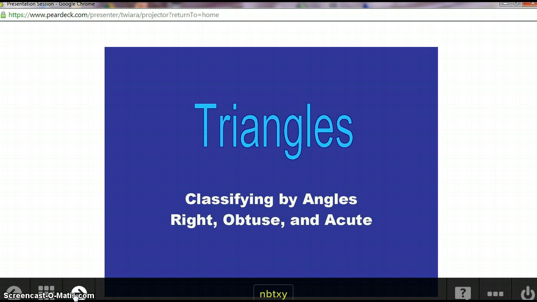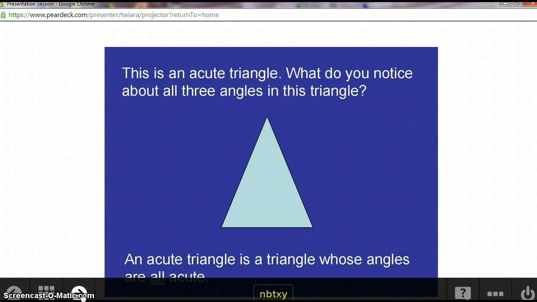We can either say the whole triangle is an obtuse triangle, we can say it's an acute triangle, or we can say it is a right triangle. So let's find out how we do that. Here we have an acute triangle. What do you notice about all three angles in this triangle that you see on the screen?